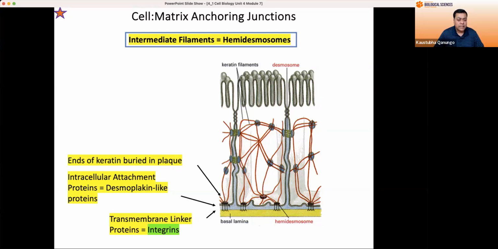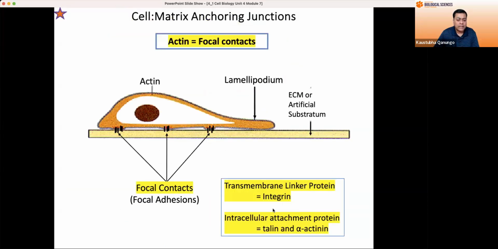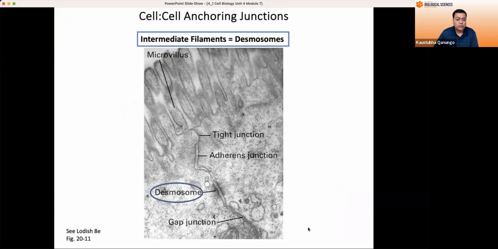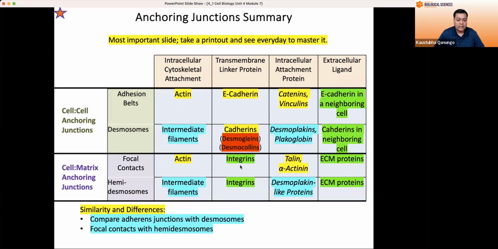See that the intracellular attachment protein for hemidesmosomes is desmoplakin-like proteins right here. And here in the focal contact, the intracellular attachment proteins are talin and actinin. So just make sure that you have this chart together, and this will actually help a lot.